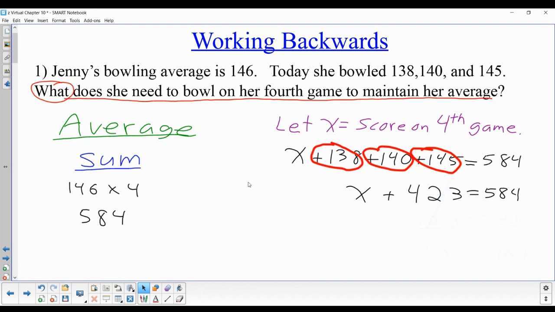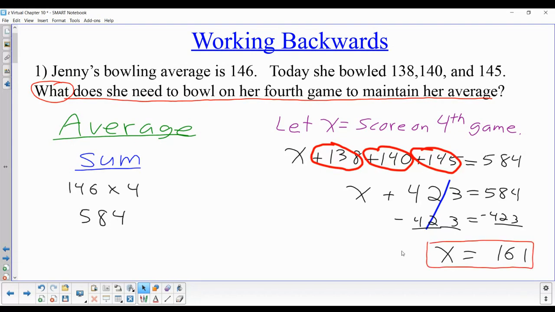You find the variable, it's an X. You look at what is happening to the variable. It is adding 423, and you do the inverse. The inverse of adding 423 is to do a negative 423. And whatever you do to one side, you have to do to the other. On the left, you have 423 minus 423 is 0. That activates the identity property because x plus 0 is just x. On the right side of the equal sign, you do 584 minus 423, and you get 161, which means that Jenny would need to bowl a game of 161 to maintain her average of 146.